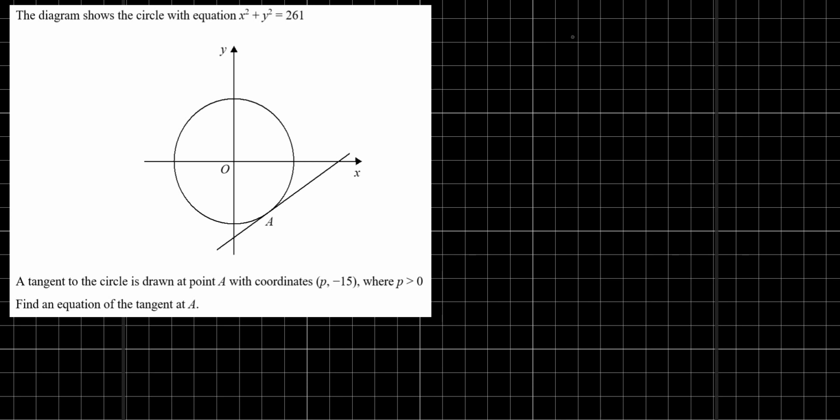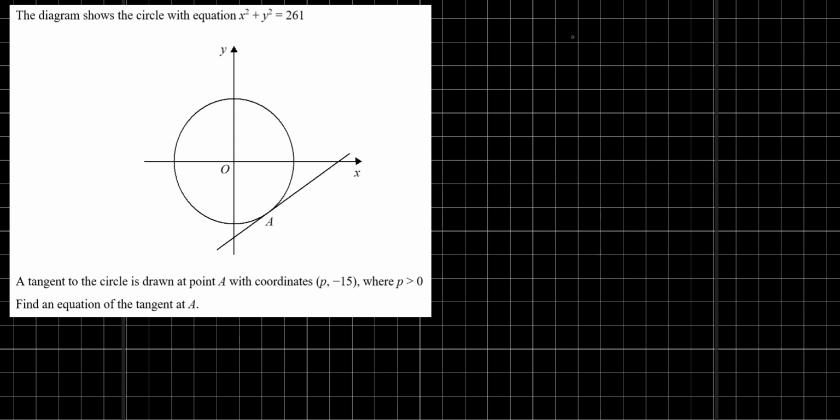The diagram shows the circle with equation x squared plus y squared equals 261. A tangent to the circle is drawn at point A with coordinates (p, minus 15), where p is greater than 0. Find an equation of the tangent at A.